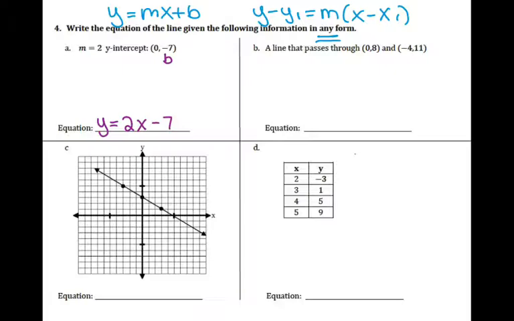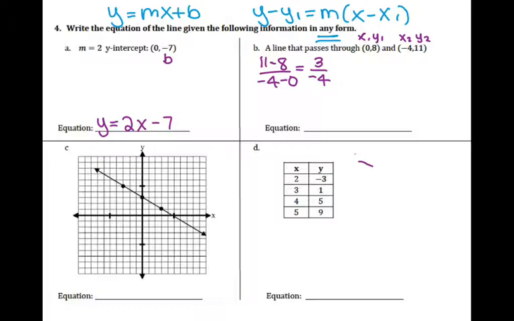For letter B, I have a line that passes through 2 points. So for this one, I wasn't actually given my slope. I have 2 points, but I can find my slope just like the other problems we just did. So I have x1, y1, x2, y2. So I have y2 minus y1 over x2 minus x1. That gives me 11 minus 8, which is 3 over negative 4.